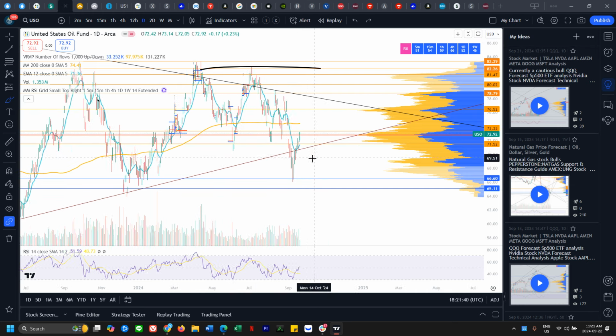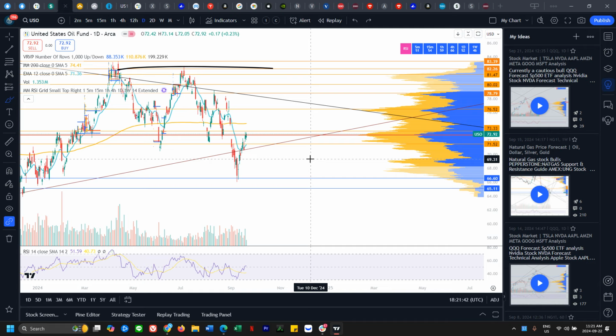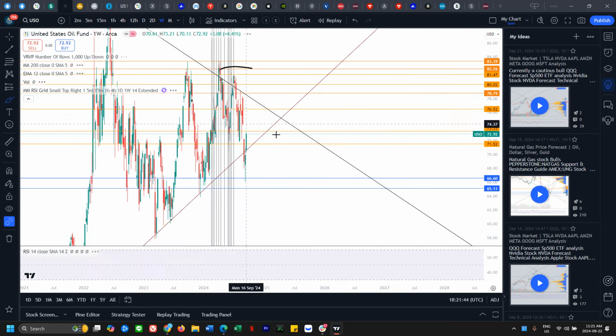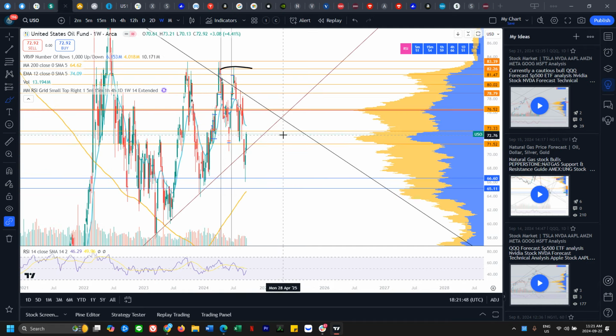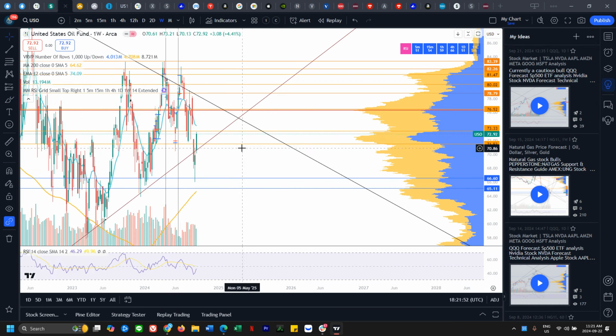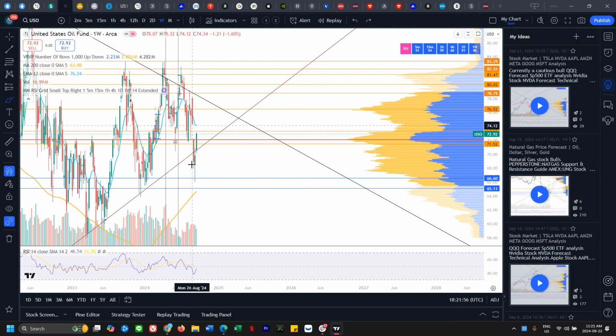But let's see, daily is in an uptrend, so weekly is still favoring the bears at this moment. Weekly downtrend here. But because of the size of this bounce, on the next pullback, if we get a shallow pullback and then bounce from here, that's going to be a bull flag on the weekly.